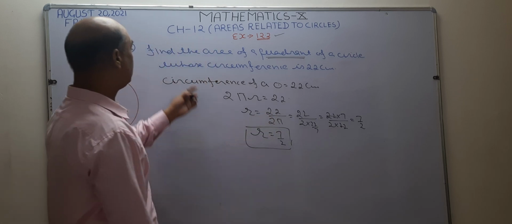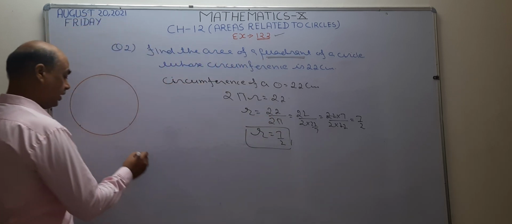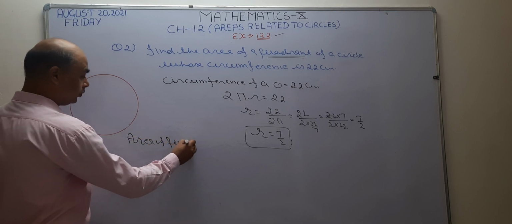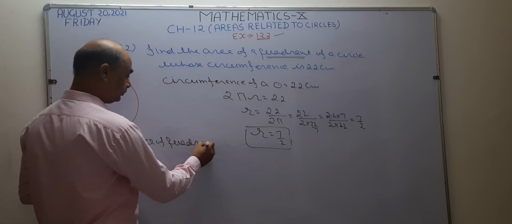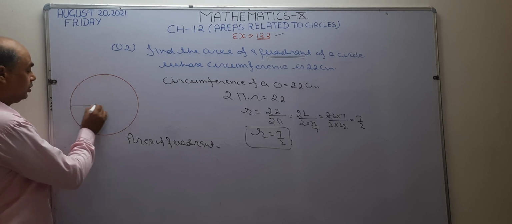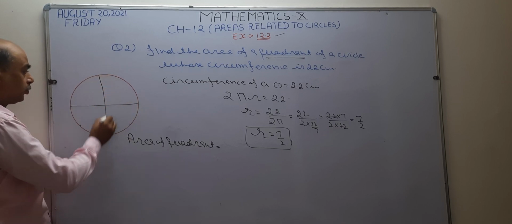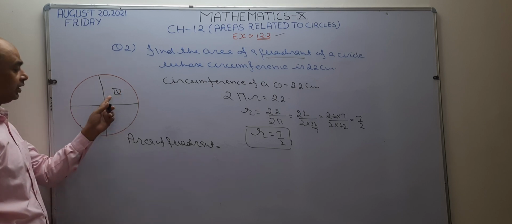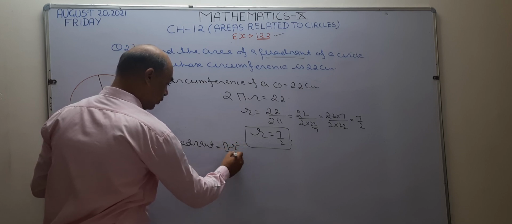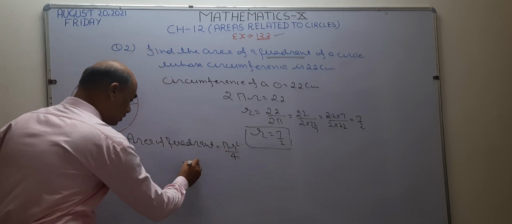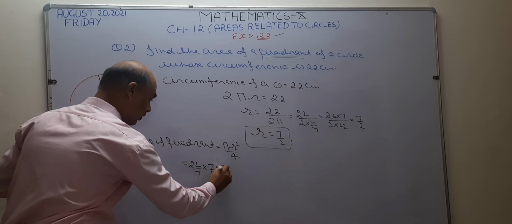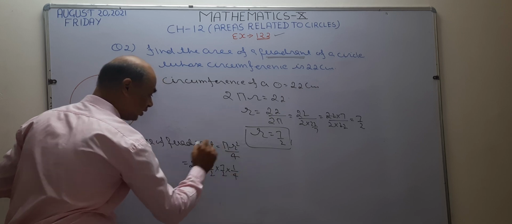Okay. But in this question we are going to find the area of quadrant. So write here area of quadrant. How you find the area of quadrant? This is the fourth part of the circle. See, this is semicircle, and this portion is known as fourth part of the circle, the quadrant of the circle. And you know formula, pi r square upon 4. Value of pi is 22 by 7. Radius is given 7 by 2, 7 by 2, and take this 1 by 4.